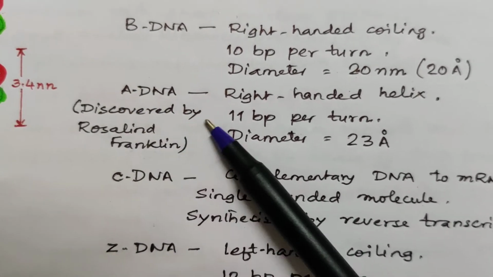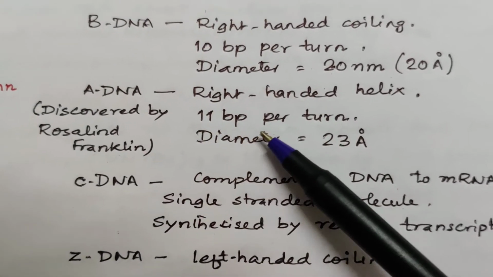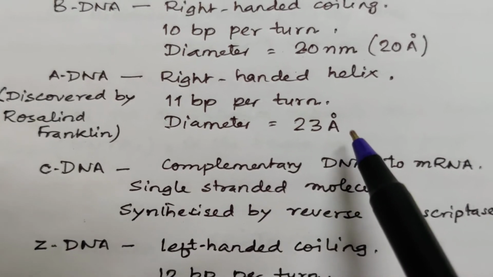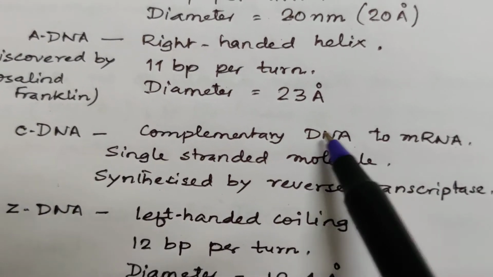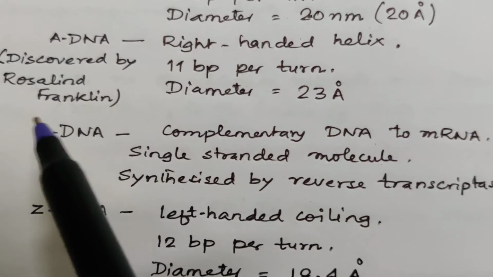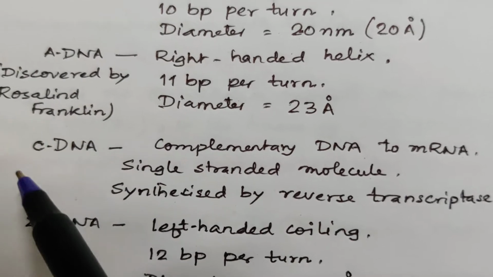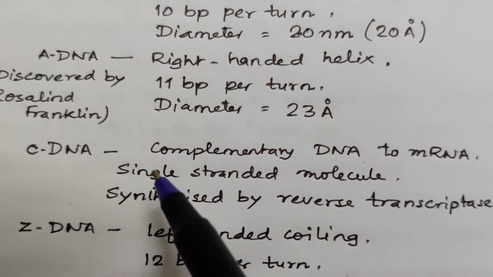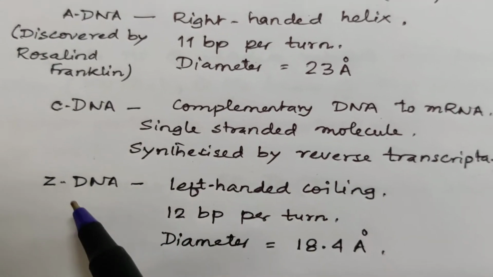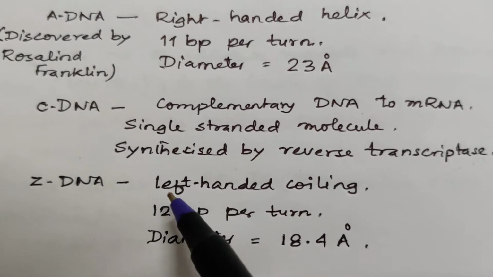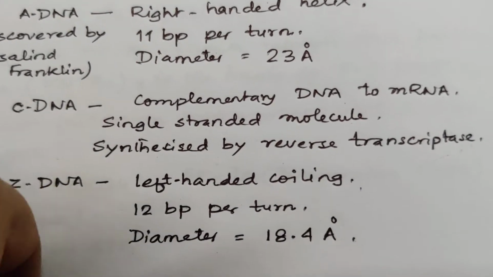Next is A-DNA, which was discovered by Rosalind Franklin. This has a right-handed helix with 11 base pairs per turn. Diameter is about 23 angstrom. Next is cDNA. The C means complementary DNA to mRNA, which is mostly produced by the enzyme reverse transcriptase of retroviruses. This is a single-stranded DNA molecule synthesized by the reverse transcriptase enzyme. And another one is Z-DNA, which has left-handed coiling with 12 base pairs per turn and a diameter of 18.4 angstrom.